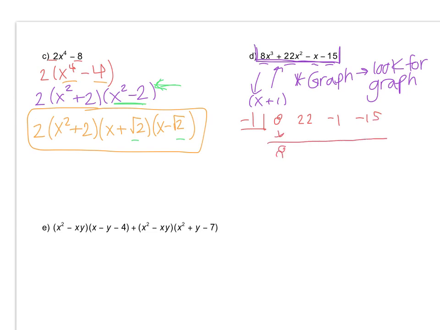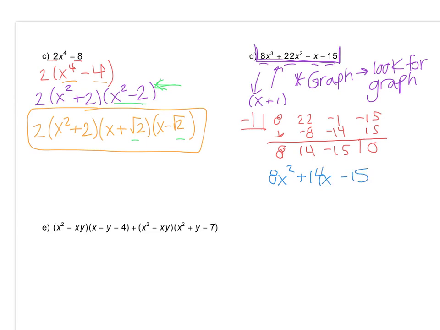And we're going to bring down the 8. And continue this process. We know that it's a factor for sure because we tested it with the calculator. So if you get anything other than 0 as a remainder, you know you've made a mistake. That leaves us with our new polynomial to factor, 8x squared plus 14x minus 15.